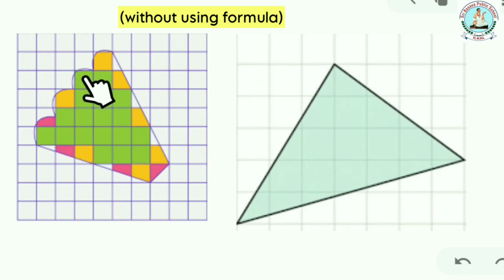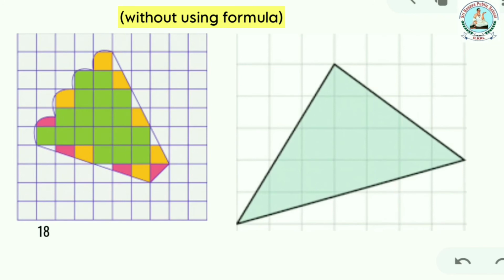1, 2, 3, 4, 5, 6, 7, 8, 9, 10, 11, 12, 13, 14, 15, 16, 17, 18. So there are 18 squares which are completely filled. So just write them aside.